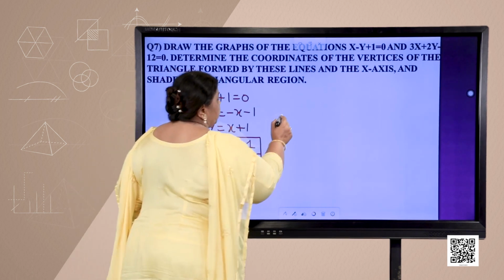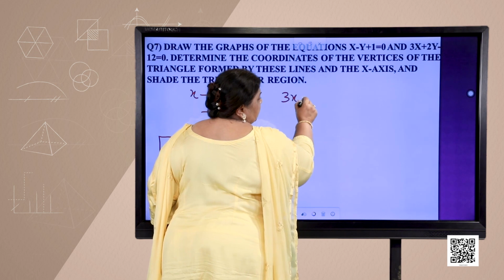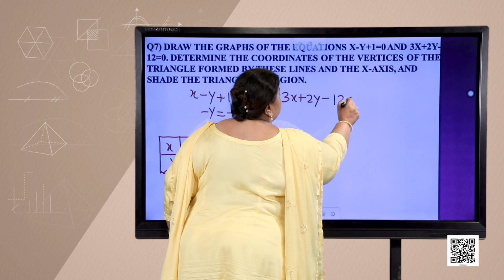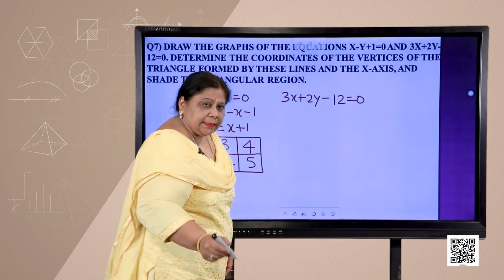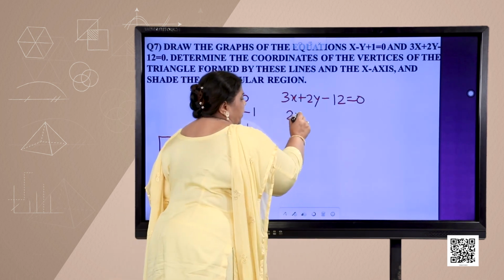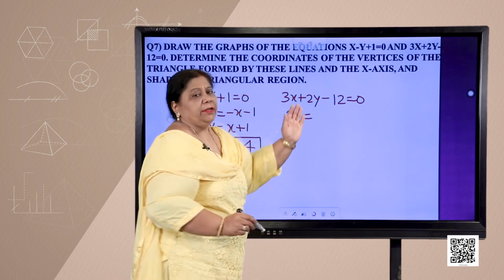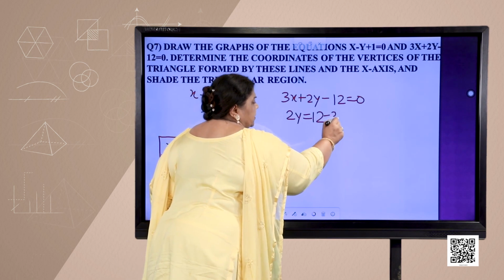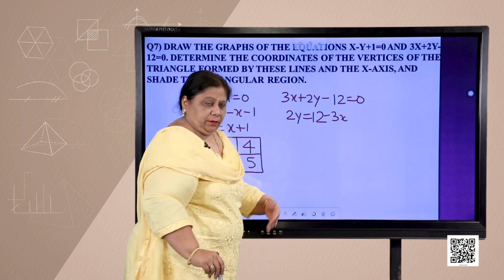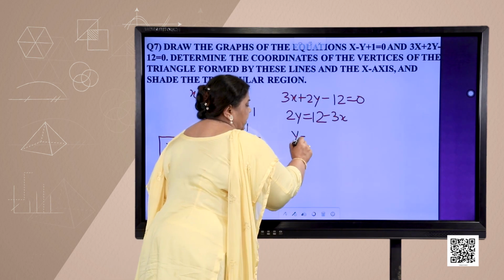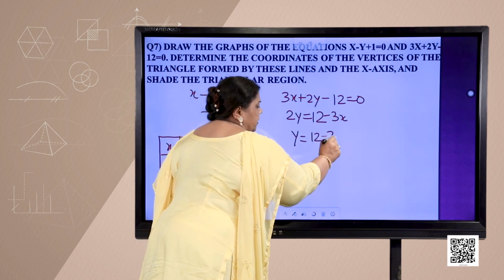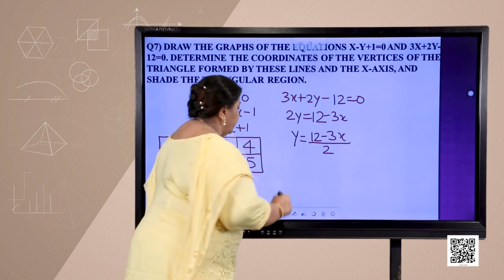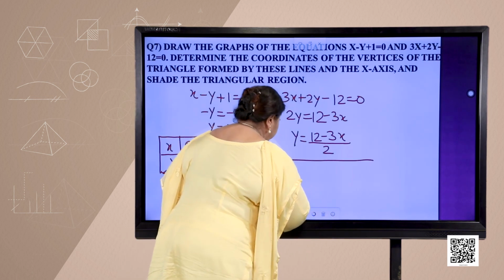Likewise, what is the second equation? We have 3x plus 2y minus 12 is equal to 0. In this case, we have 2y is equal to, we take 12 to other side, it becomes plus 12 minus 3x. Still we simplify this, y is equal to 12 minus 3x upon 2. Let us obtain the values to plot the graph.